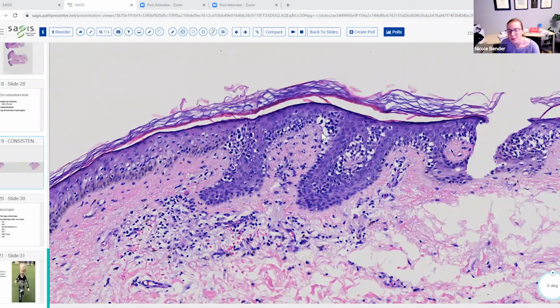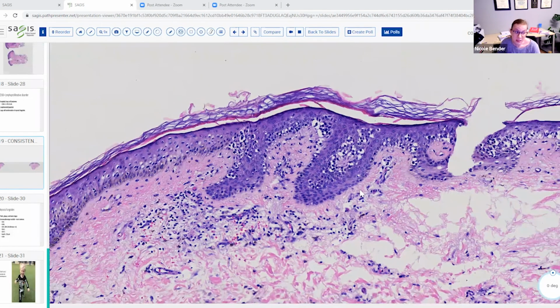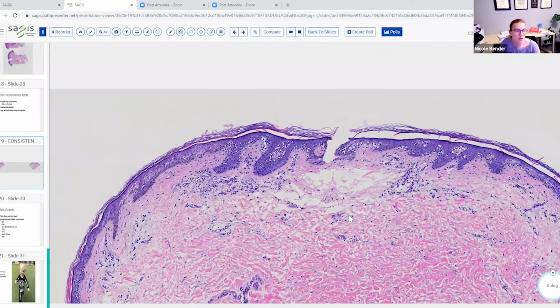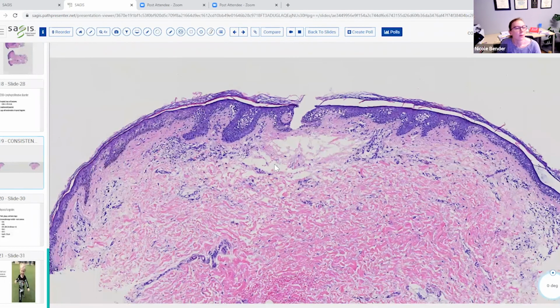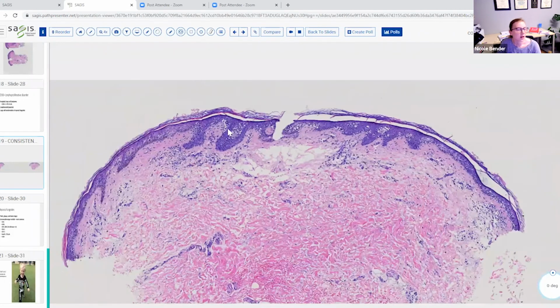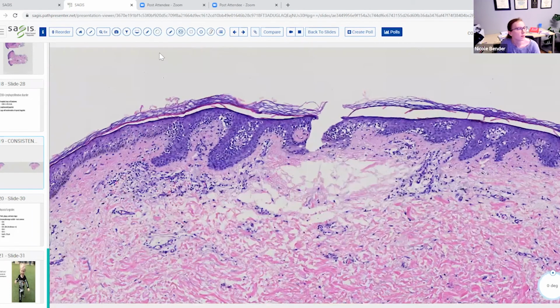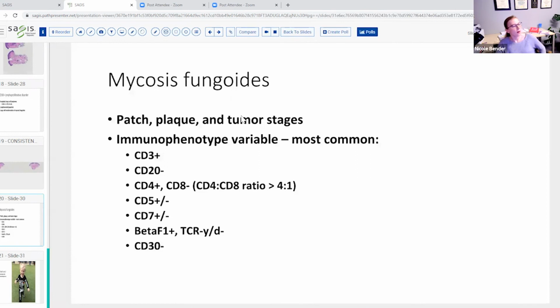So the biggest thing is just picking up on these lymphocytes in the absence of other features of an inflammatory process. This is an entity that they can easily test you on without giving you any clinical or immunophenotypic features, as you should be able to recognize these cytologic features. So this is patch stage MF, and there are patch, plaque, and tumor stages of mycosis fungoides.